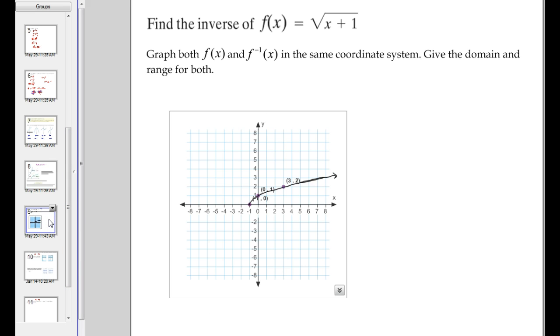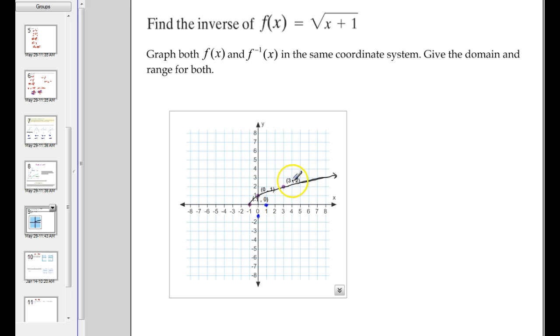Alright, now using that property, if I'm told to graph both a function and its inverse, here's a function. This is the square root of x plus 1. Okay, remember the square root of x plus 1 looks like the square root function shifted one place to the left. Alright, now all I have to do here is take the points like negative 1, 0 and flip x and y, so that would be 0, negative 1. This is the point 0, 1. If I flip x and y, that would be 1, 0.